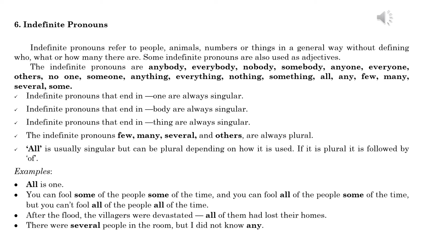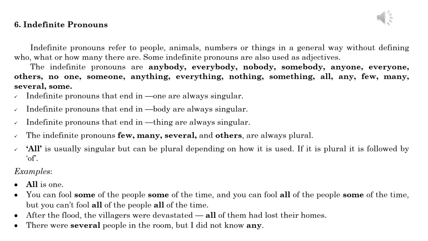Indefinite pronouns that end in one are always singular. Indefinite pronouns that end in body are always singular. Indefinite pronouns that end in thing are always singular. The indefinite pronouns few, many, several, and others are always plural. All is usually singular, but can be plural depending on how it is used. If it is plural, it is followed by of.